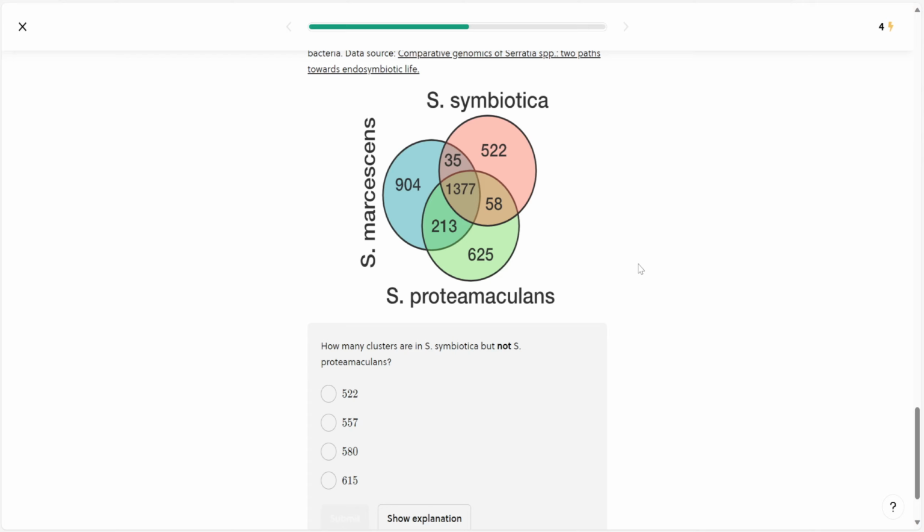How many clusters are in S symbiotica but not S proteamaculans? Proteamaculans. Never heard that word before in my life. Okay, how many clusters are there in S symbiotica and not S proteamaculans? So I can take all of these out, just add these two together. 557.